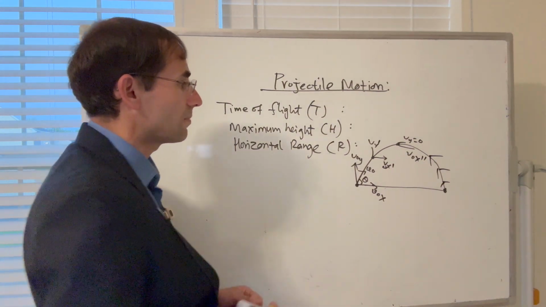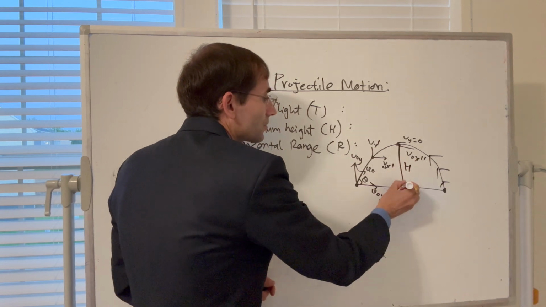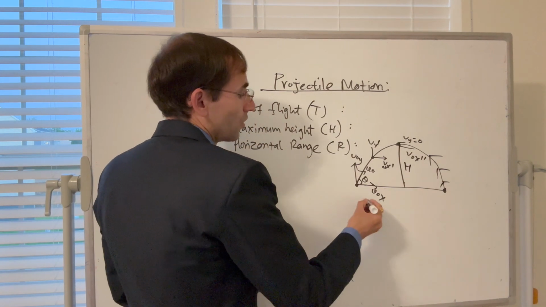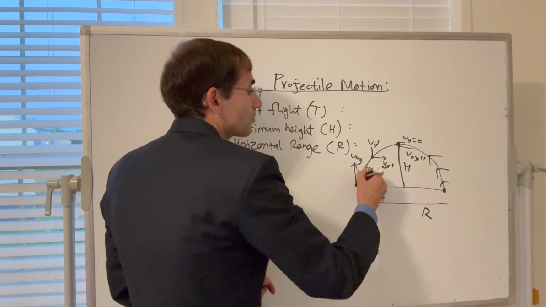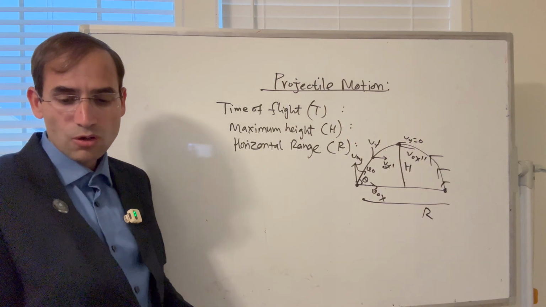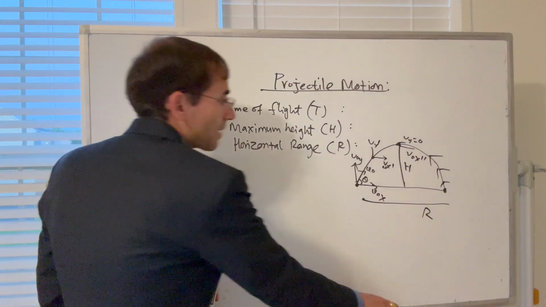So each point has an independent x velocity and y velocity. What is the maximum height? This is the maximum height, from the surface up to the highest point. Then it starts descending. The horizontal range is this distance, called r, and the time of flight is the total time the projectile remains in the air. Okay, let me go one by one. Let me begin with the time of flight.